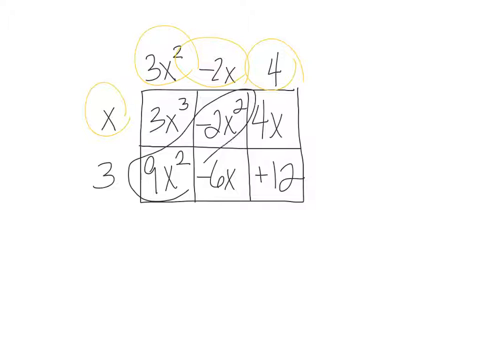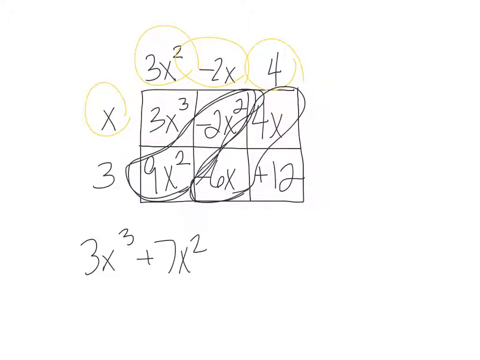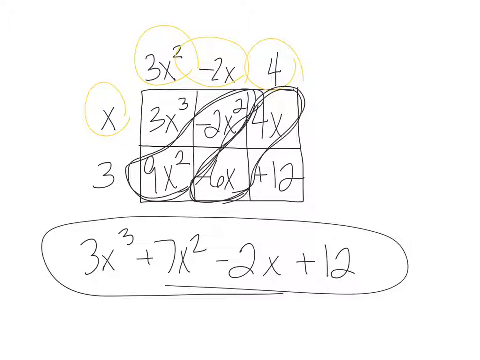I'm adding things together, and in this case, my diagonals actually match up, so I know exactly what to add. I've got that 3x cubed. A positive 9 and a negative 2 is 7x squared. A negative 6 and a positive 4 is negative 2x. And 12. So I got it all. Cool. So I call this the box method. It's really the area representation.